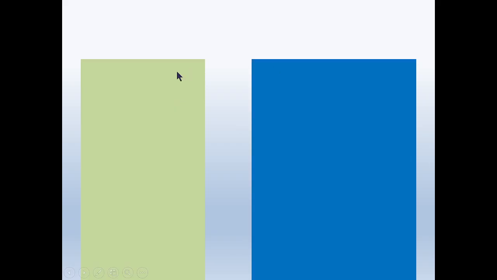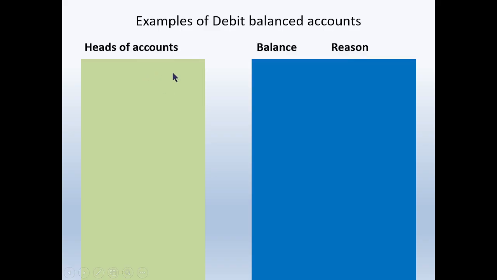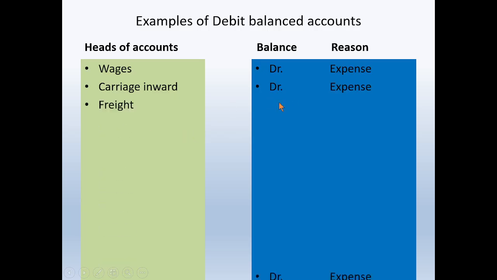So there are so many examples of debit balanced accounts. I will explain some of them. Heads of account, balance, reason. First, wages. Wages means wages paid to workers. Which balance? Debit balance. Why? Because it's an expense. Next is carriage inward. It is transport charges. It's also debit balance, expense. Freight, it is also transportation charges, debit balance, expense.